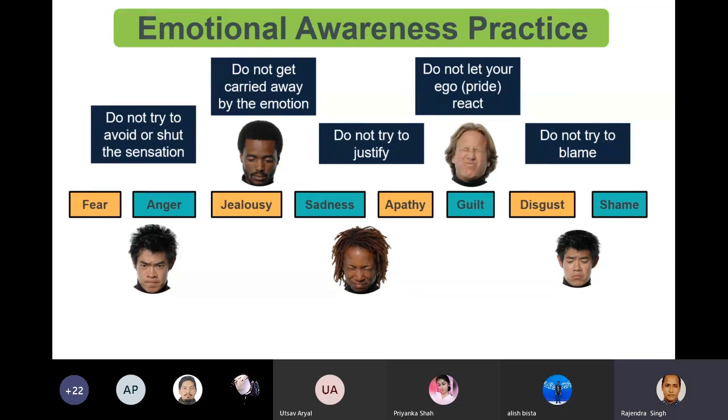Also another thing is do not try to justify. Oftentimes when we do something wrong or something bad happens, we try to justify, okay? So can someone maybe give an example of that? Last time when something bad happened and you tried to justify, or somebody else did something wrong and that person tried to justify instead of taking accountability or responsibility.